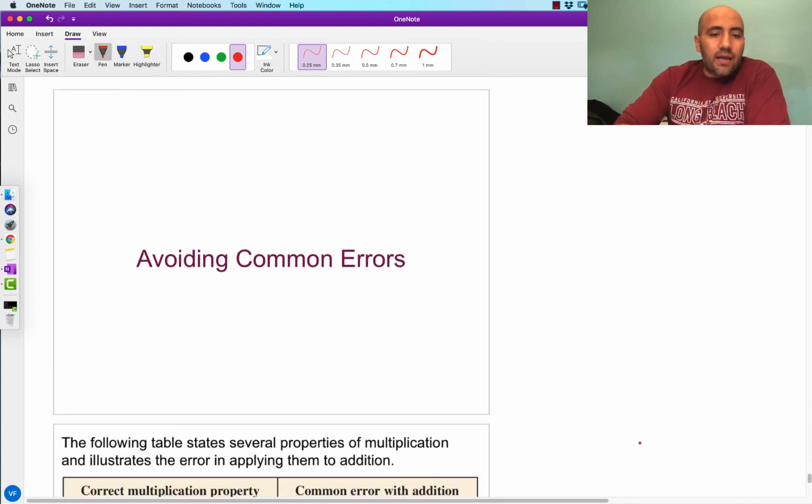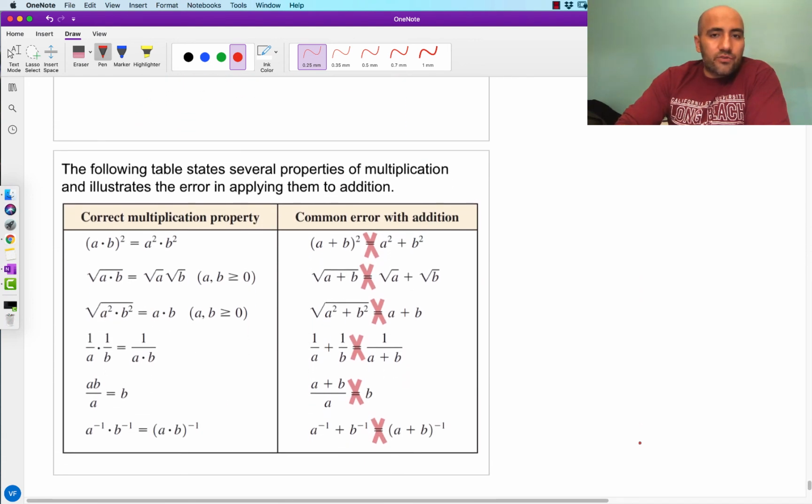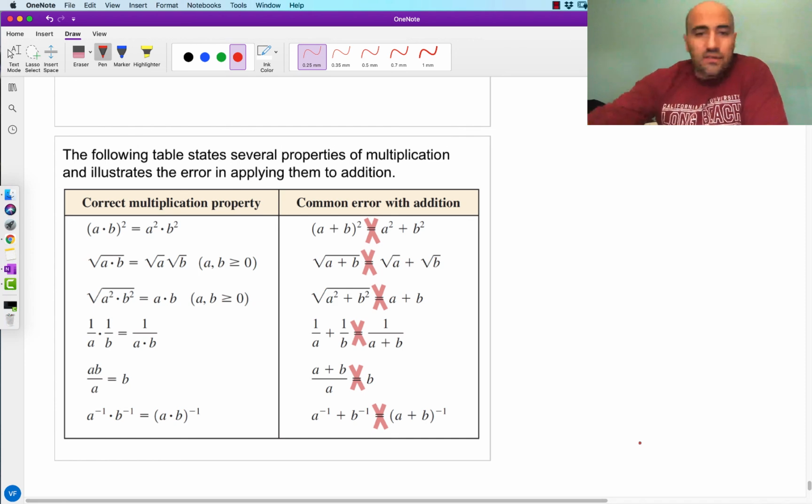Okay, avoiding some common errors. Here's some common errors that I'm sure you guys will not commit. So remember, I pointed this out earlier. When we have a multiplication of two things being squared, we can separate these two out. But we cannot do that when we have an addition. Very common mistake for people to think that we can do that.